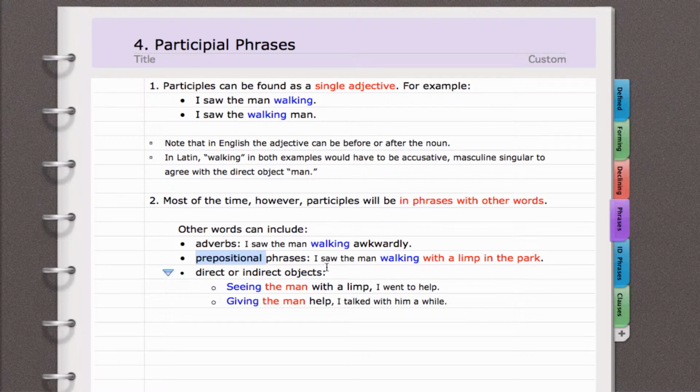You would not say, "I saw the walking with a limp in the park man." Direct and indirect objects can also be in phrases. So, "Seeing the man with a limp, I went to help." The seeing modifies the I here. "Giving the man help, I talked with him a while." So I here, the giving modifies the I again. Seeing the man here, the man is the direct object of seeing. Giving the man help, the man is the indirect object here.